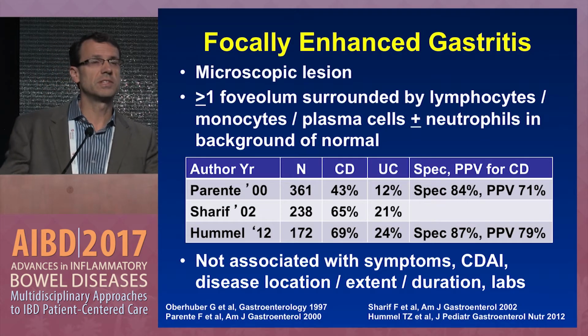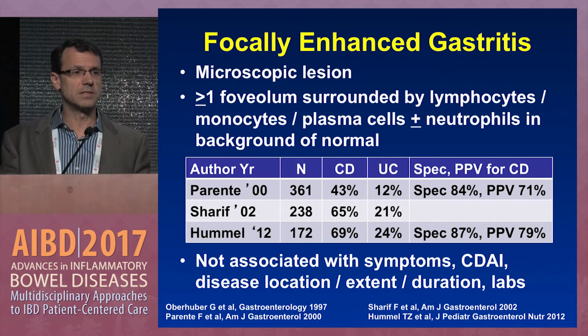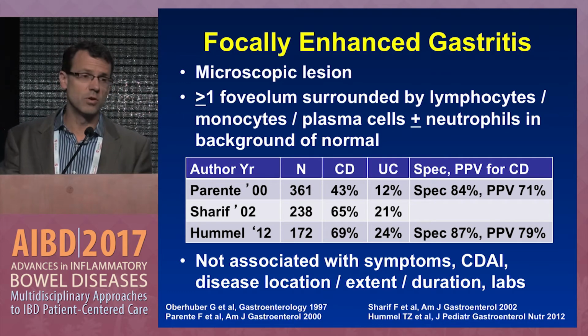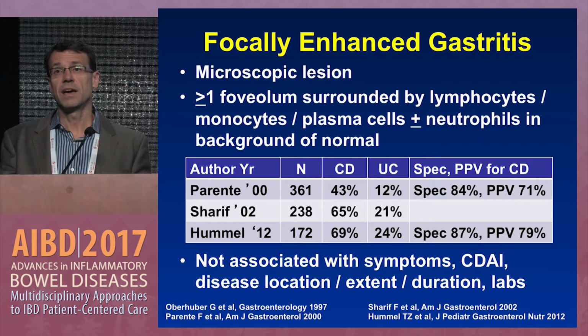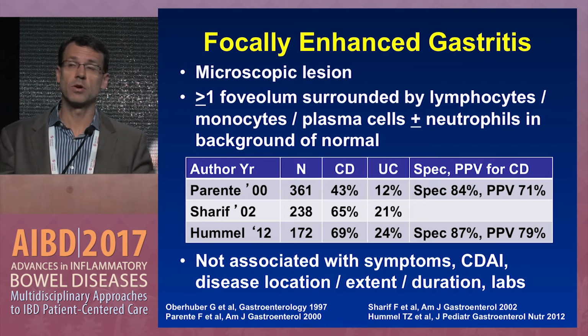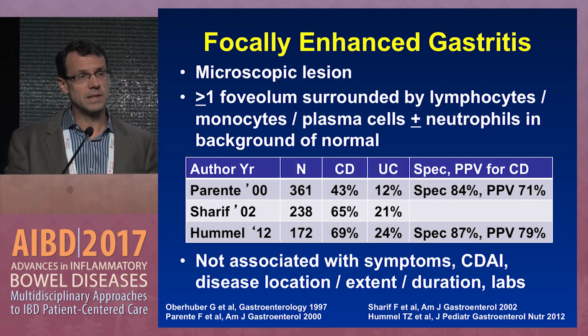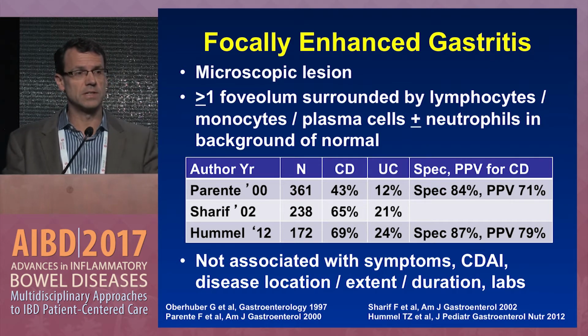Now, in the 3 largest series that have looked at this in inflammatory bowel disease, while it's more common in patients with Crohn's disease, it can also be seen in patients with ulcerative colitis, and it can also be seen in patients without inflammatory bowel disease at all. And for this reason, it has a good but not great specificity for Crohn's disease.